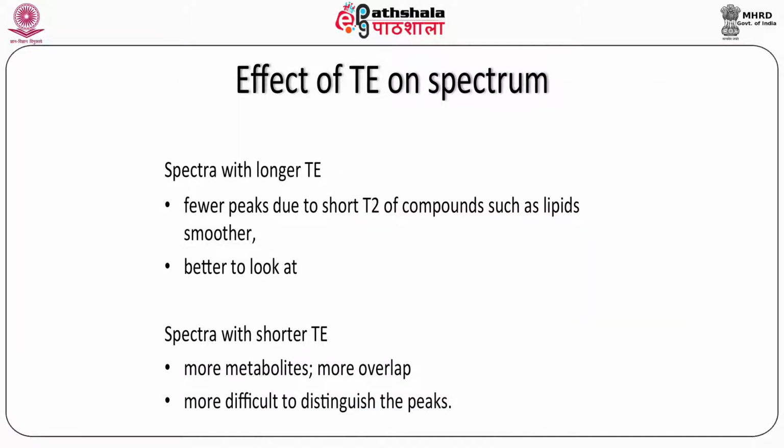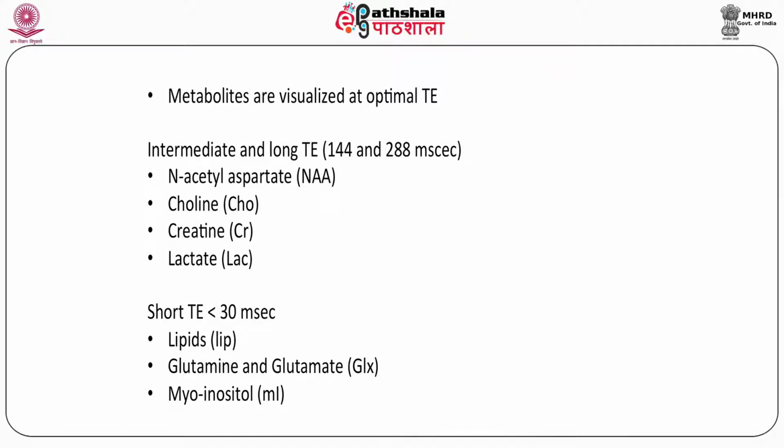Now let us examine the effect of TE on the spectrum. Spectra with long TE show fewer peaks due to the short T2 of compounds such as lipids, which appear smooth. It is better to look at. In spectra acquired at a short TE, you see more metabolites but with more overlap, making it more difficult to distinguish the peaks. Metabolites are always best visualized at the optimal TE.